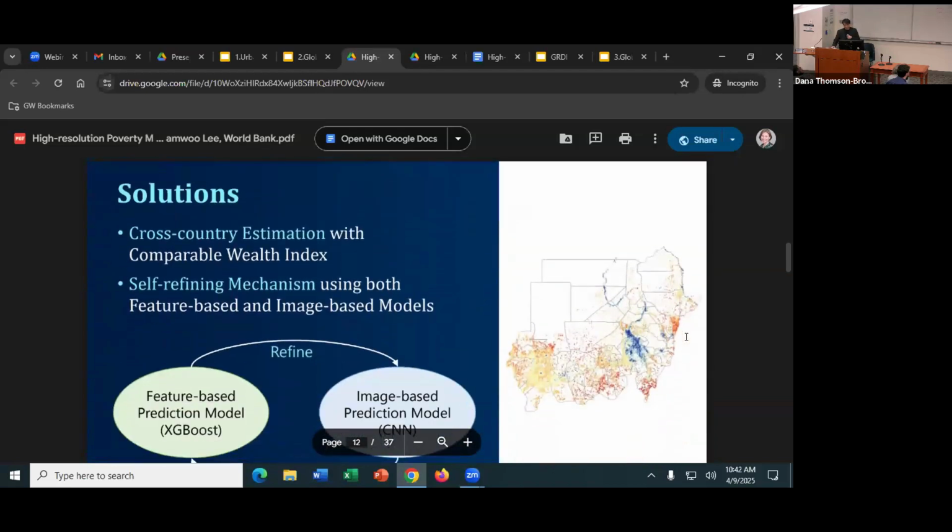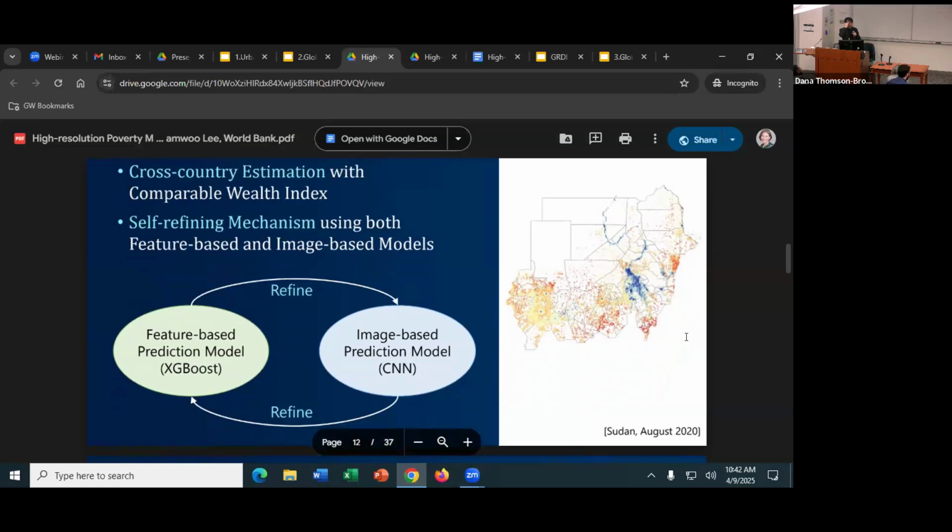So my solution is to create a cross-country estimation model. We take examples from other countries and apply the model to the country of my interest. And I also suggested a self-refining mechanism using both feature-based and image-based models.